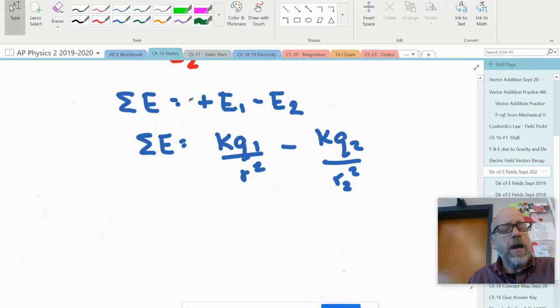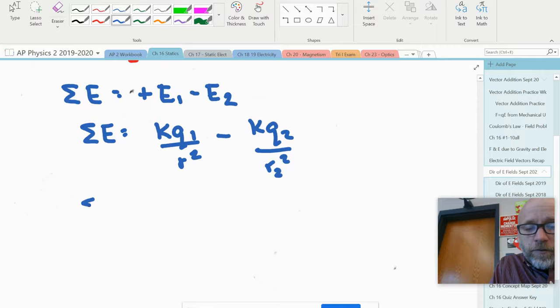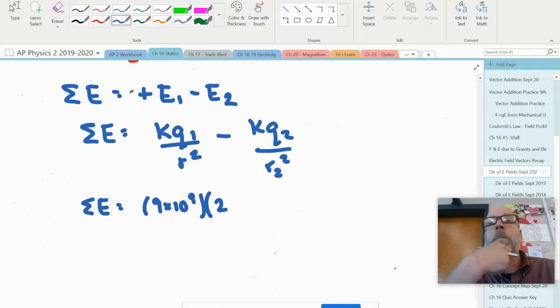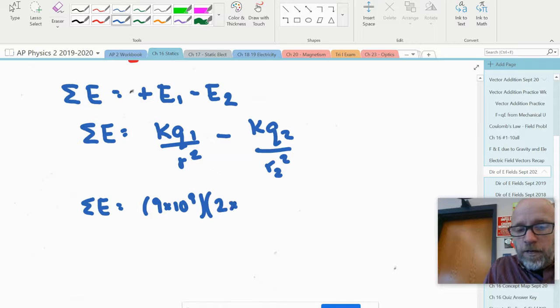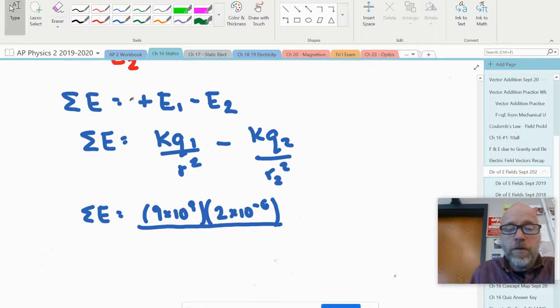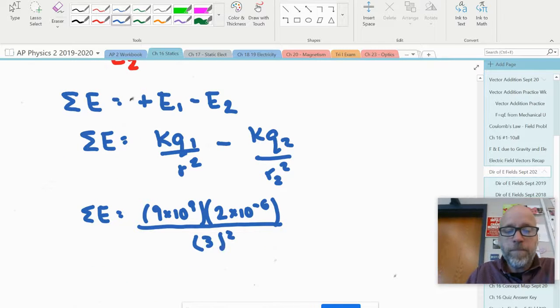Now, mathematically, it would be elegant if I were to factor out the k. I may not do it this time. That's okay. So if I do the sum of the electric fields equals, now k is 9 times 10 to the 9th. Q1 was 2 microcoulombs, so 2 times 10 to the minus 6, divided by, well, the distance looks to me to be 3 check marks over, so 3 meters squared.